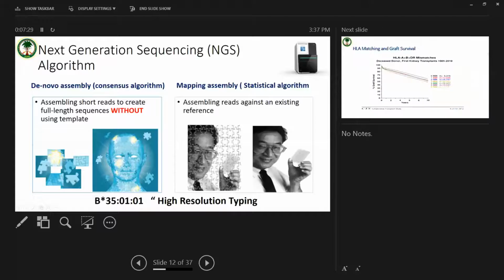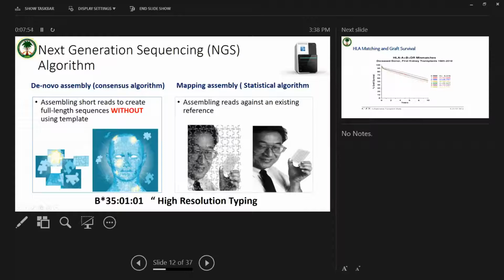Other companies utilize another type of algorithm called the statistical algorithm, or mapping assembly, in which you have a reference picture, and when you cut your DNA, you assemble it by looking at your reference. And the end result of this technique is high resolution typing.